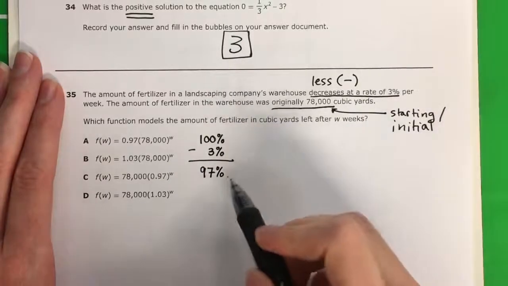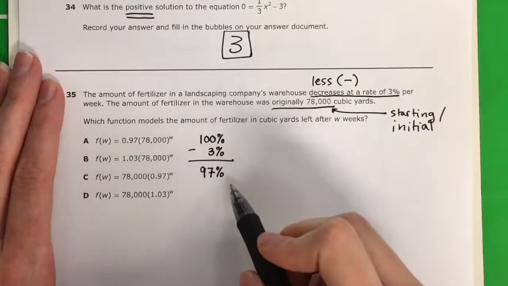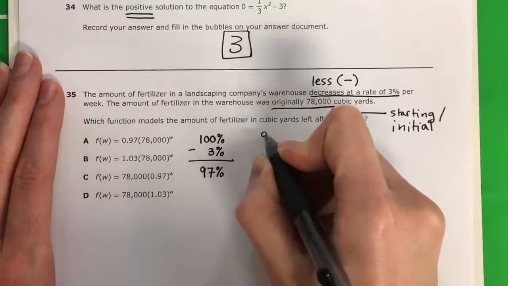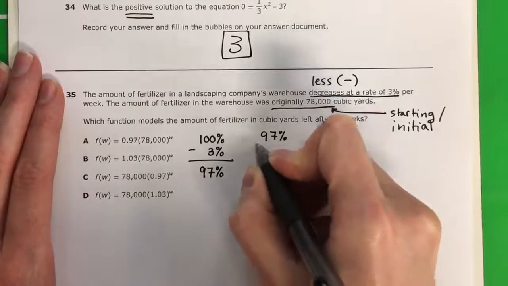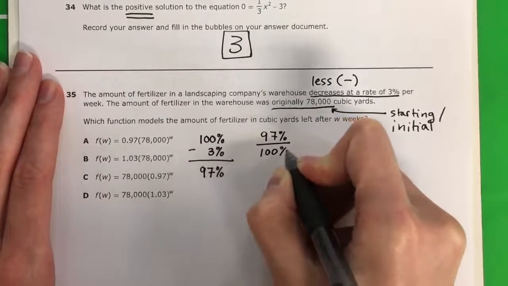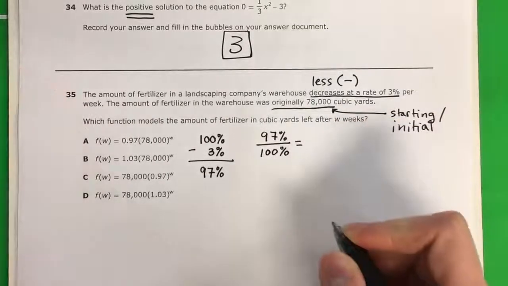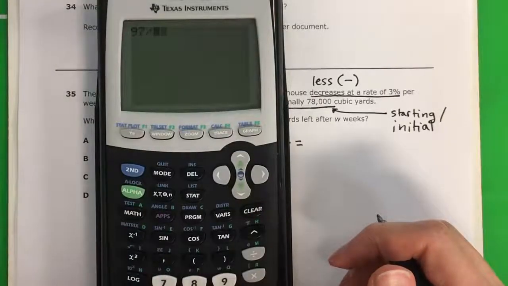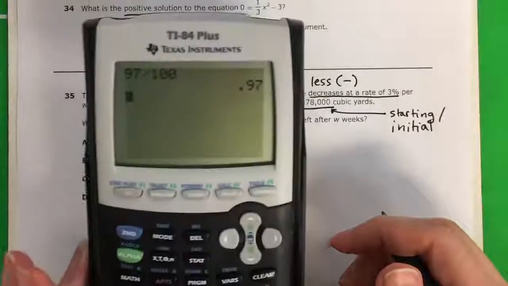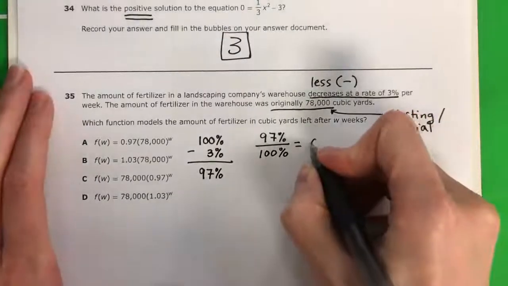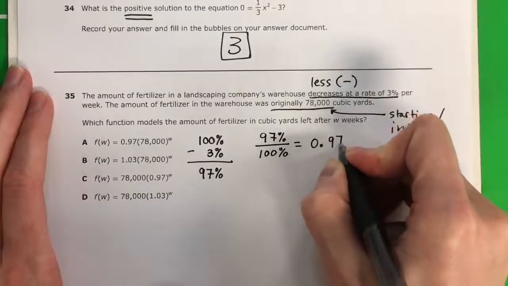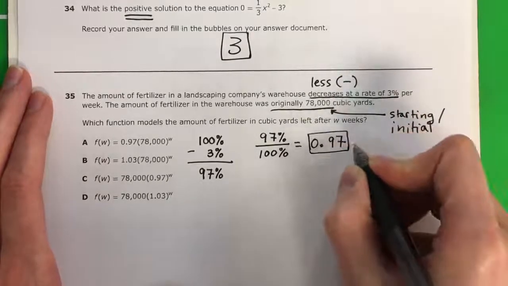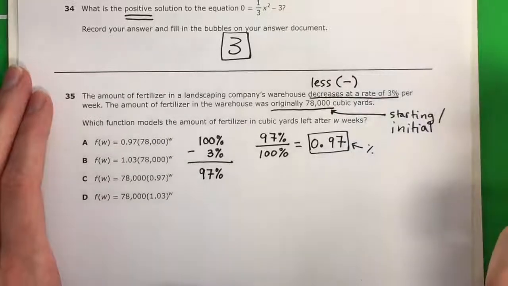Okay, now I can't use percentages. I need to change them to a decimal. So what you need to do is 97% divided by 100%, and if you put it in the calculator, 97 divided by 100, you get 0.97. Okay, so this is the number that I'm going to use for the percent.